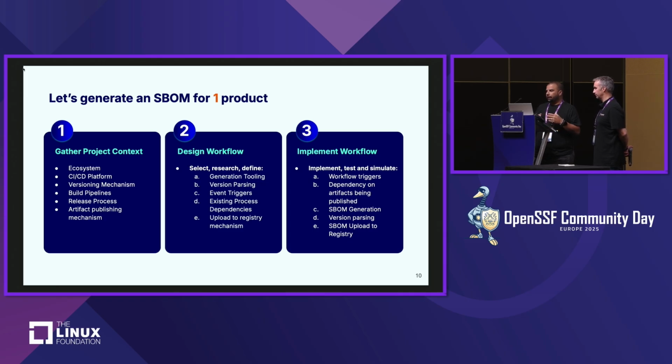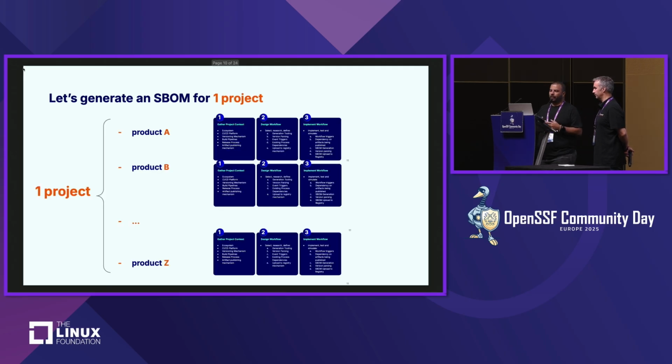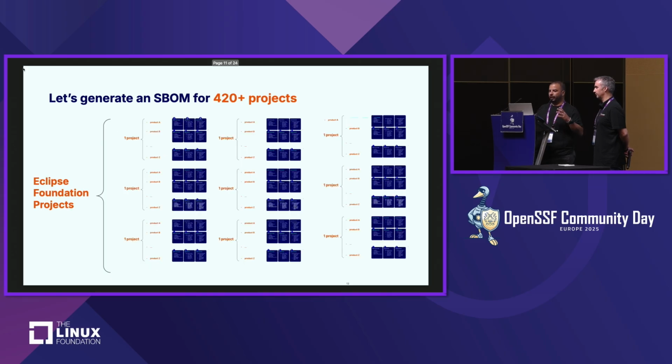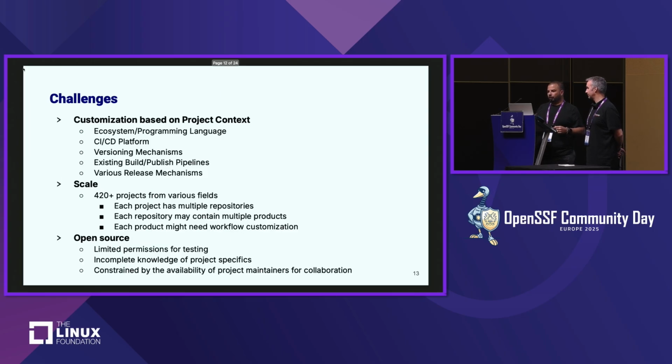And then when we map it, design it, we can go for the implementation of this workflow. And we can decide how we will trigger the workflows and how we will generate and store it in the registry. But let's scale it, right? Because one project can have multiple products in their organization, so we need to do it for all the products. And if we go beyond that, in the Eclipse Foundation, we have more than 425 projects. Imagine scaling it. It will be really, really difficult.